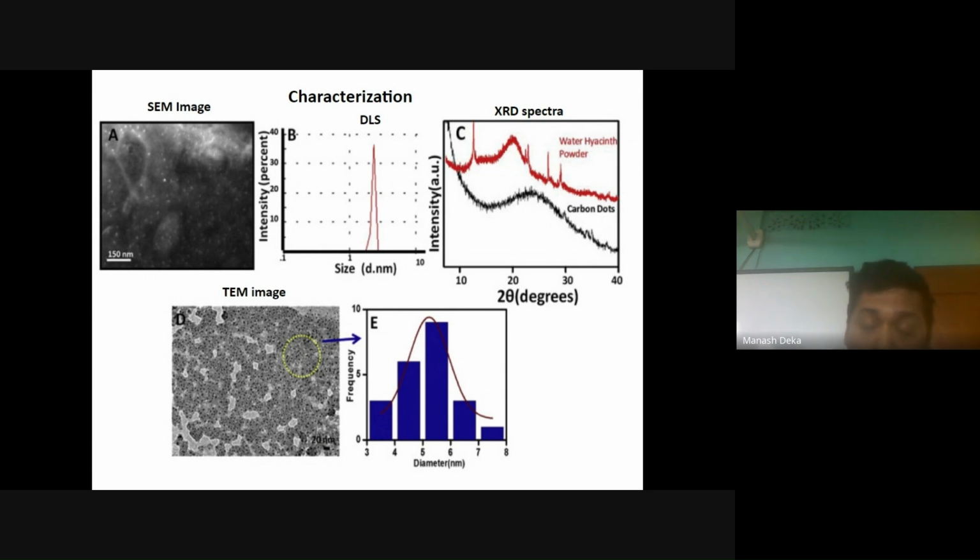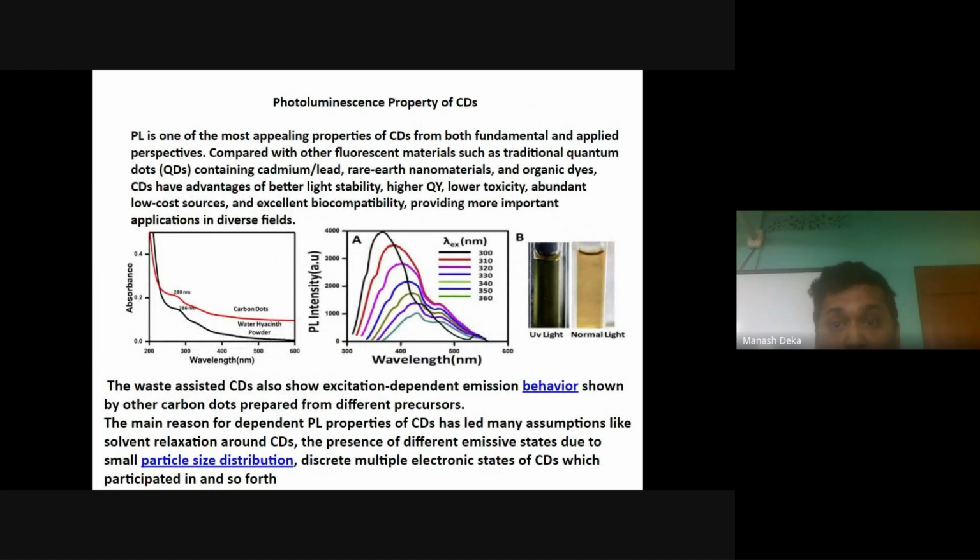Then we have also studied a very interesting property, the photoluminescence property of these synthesized quantum dots. From the UV spectrum, it is seen that there is one peak at 280 nanometer, and this may be due to a pi to pi star transition of these carbon dots, which are highly oxygenated. The PL behavior shows excitation-dependent behavior. With increase in excitation wavelength, the peaks shift, and the maximum emission is observed at 300 nanometer excitation wavelength. And this is the dispersion in UV light, which shows green fluorescence, and this is the image in normal light. This photoluminescence or excitation-dependent behavior may be due to reasons like size effect, functionality present on the carbon dot surface, or maybe some quantum confinement effect.